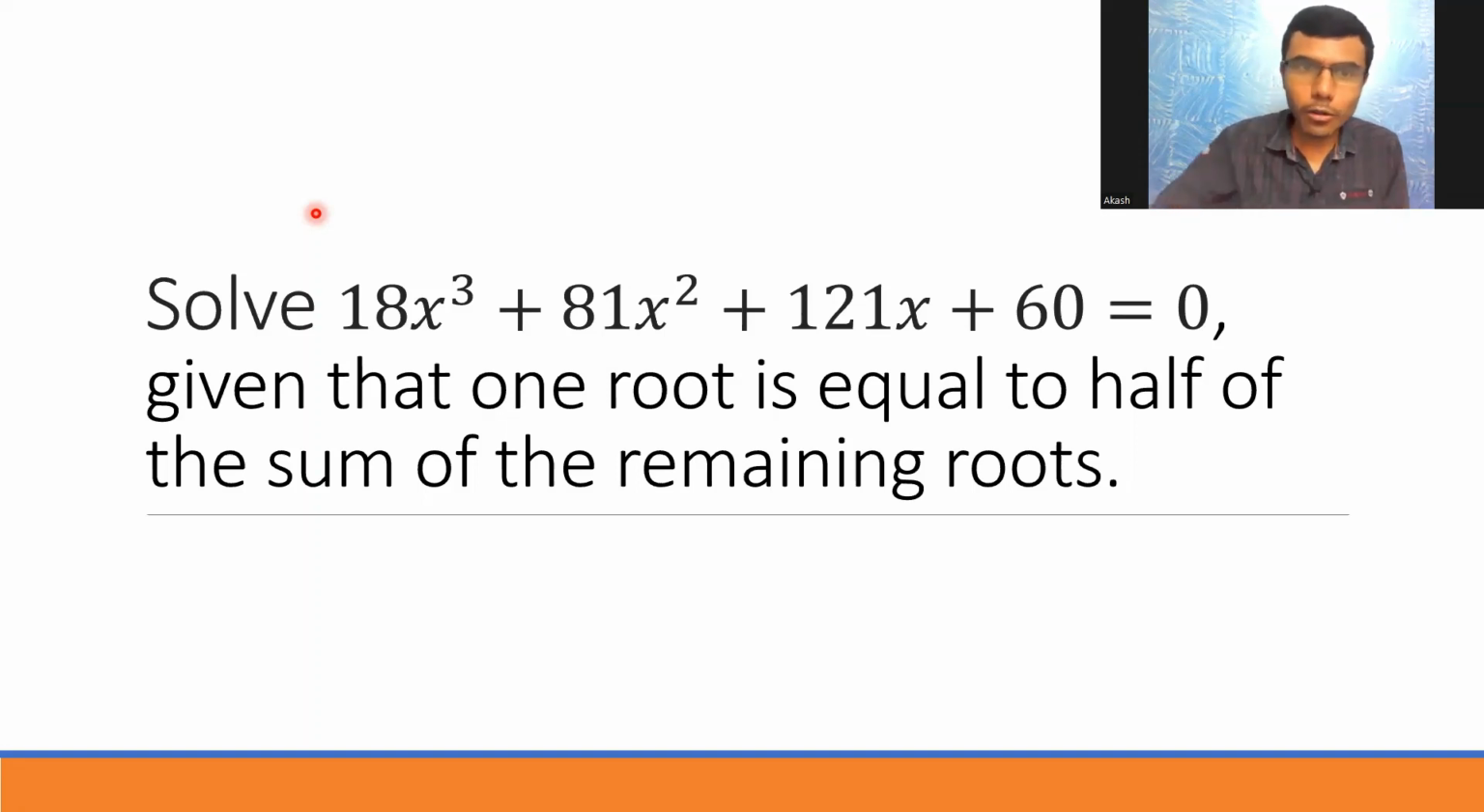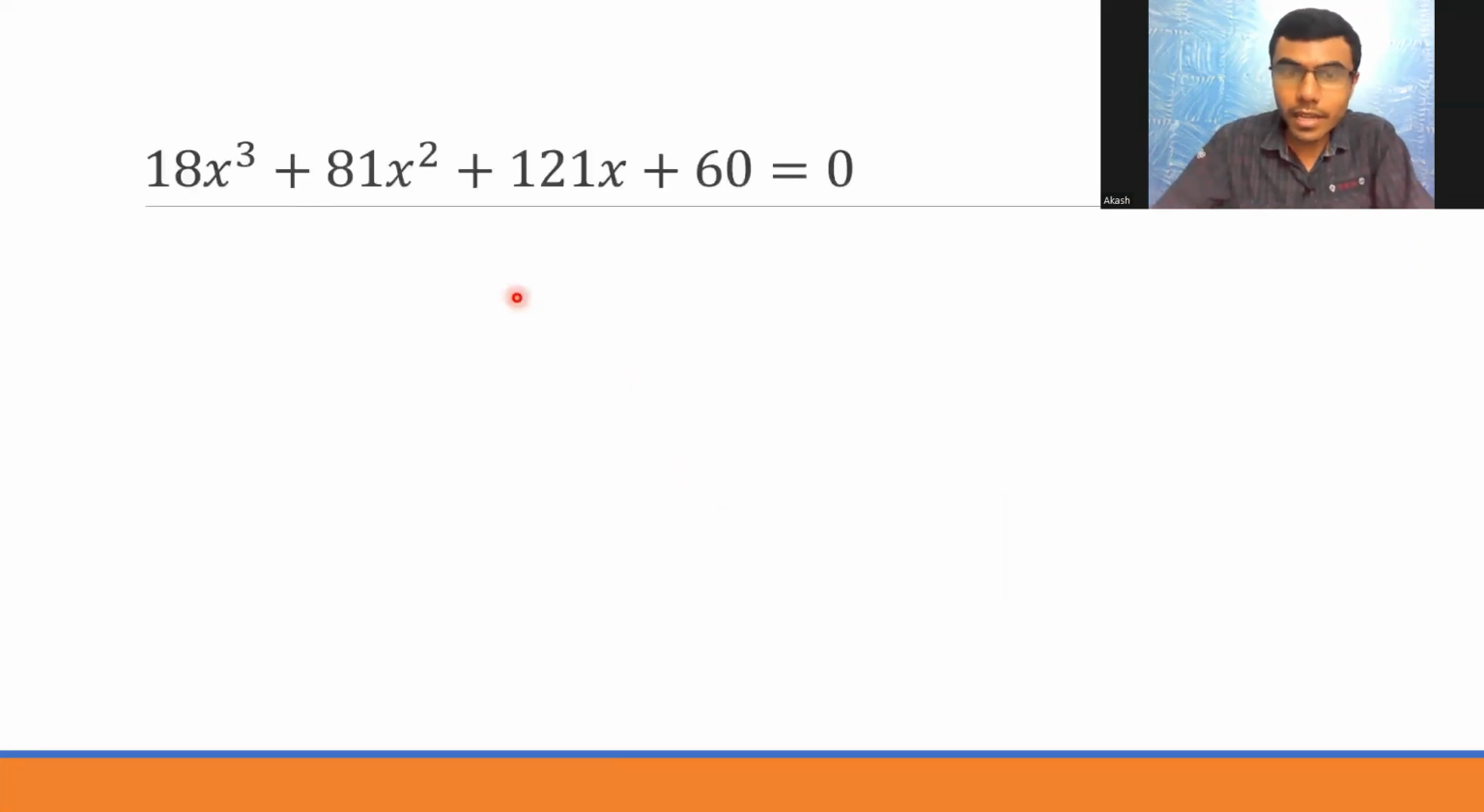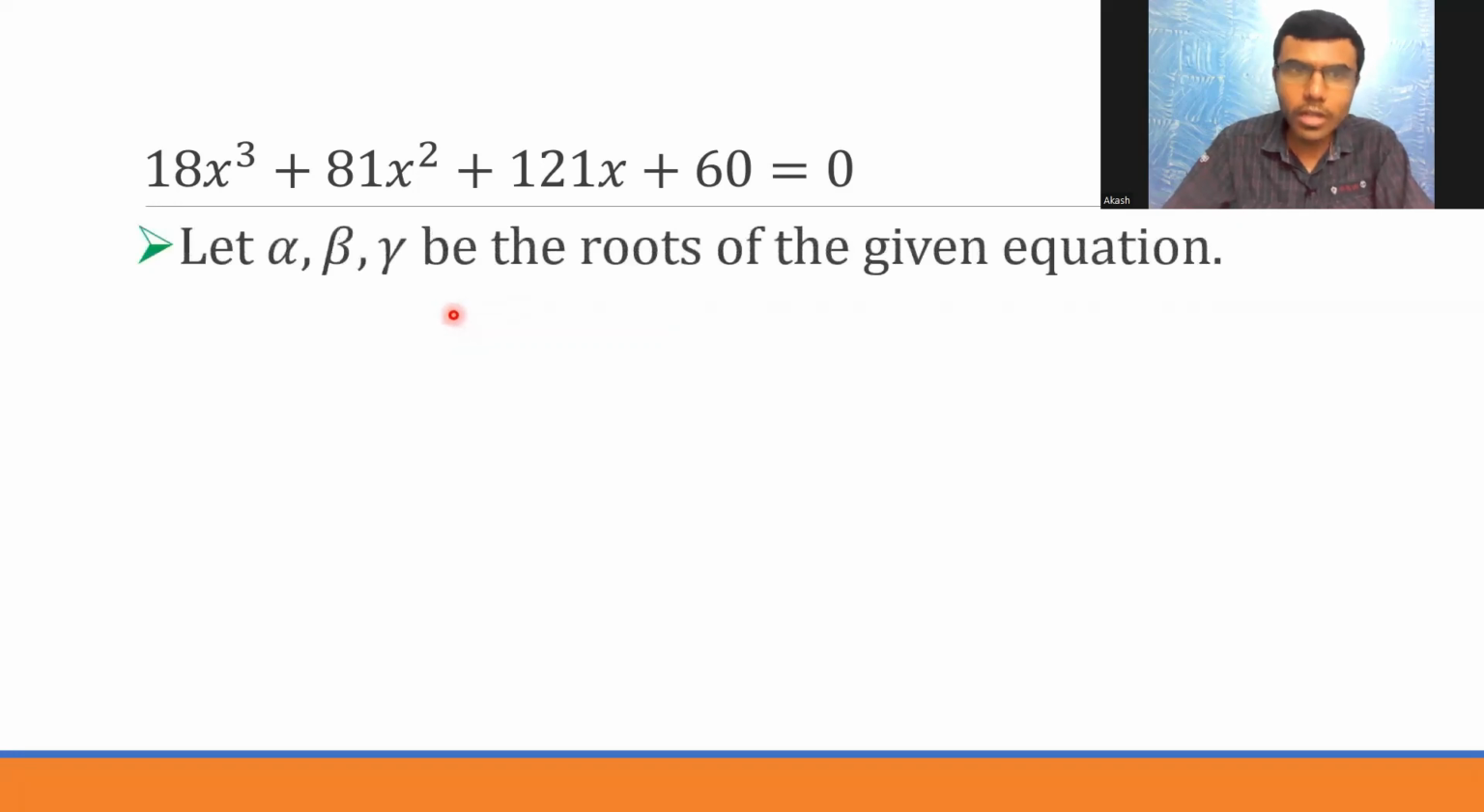Now let's see how to solve this cubic equation. It is given that one root is equal to half of the sum of the remaining roots. First, let us analyze. Let us find out the sum of the roots, sum of the roots taken two at a time, and product of the roots. Now let alpha, beta, gamma be the roots of this given cubic equation.